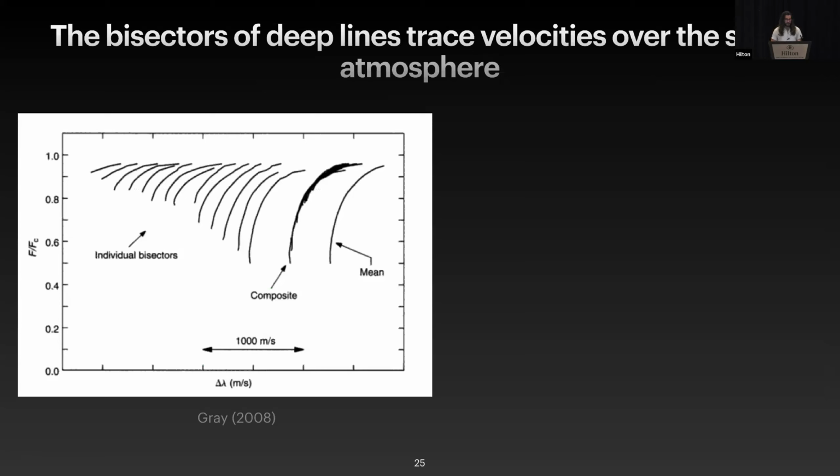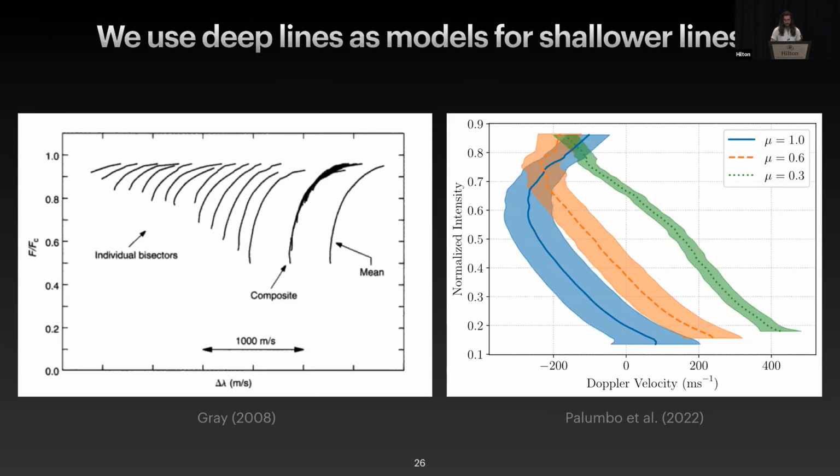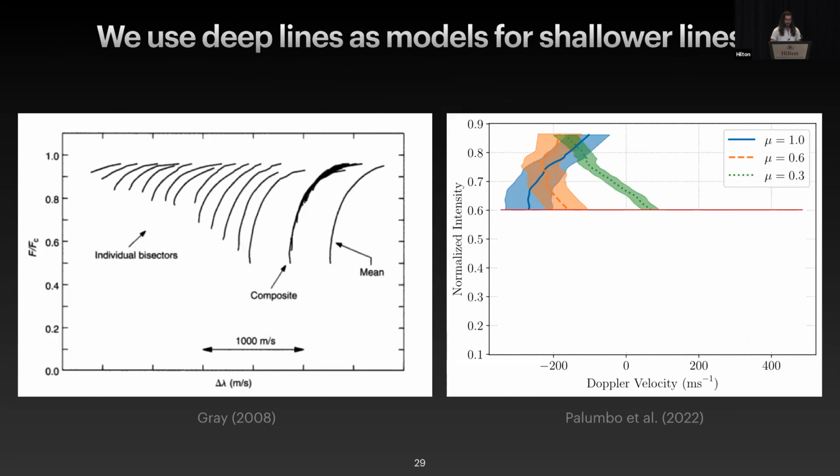Something else we also do to model the other lines is there's this idea that, to first order, the bisectors of shallow lines should resemble the upper portions of the bisectors of deep lines. That's just because, in our toy model of line formation, the wings of deep lines are forming at similar physical depths in the solar atmosphere as the cores of shallow lines. And so what we do is we take our deep lines and we just chop the bisectors that we inject at different depths in order to model shallower lines.